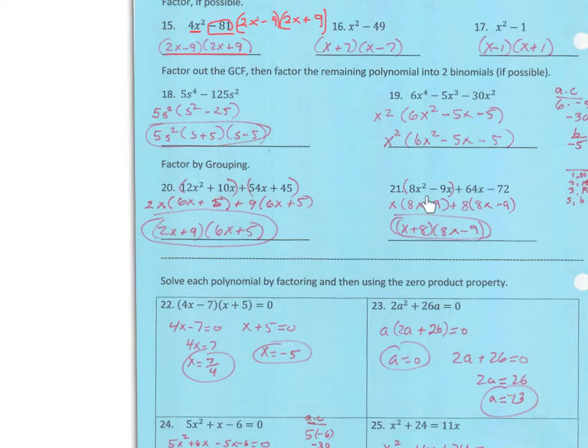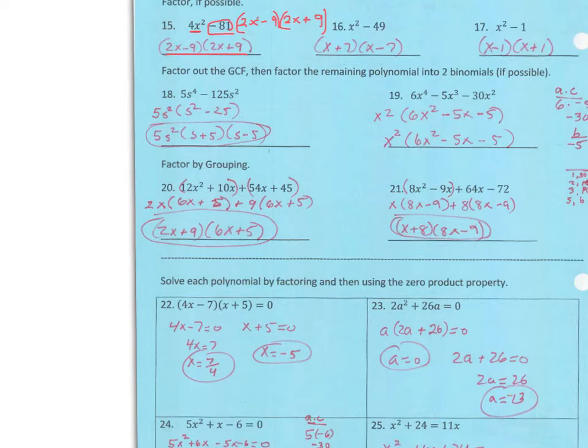For number 21, we're going to do the same thing. We're going to group the first two, factor out an x, group the second two, factor out an 8, and that's going to give us a common factor of 8x minus 9. So that goes into our one group. And then what's left would be x plus 8, factor by grouping.